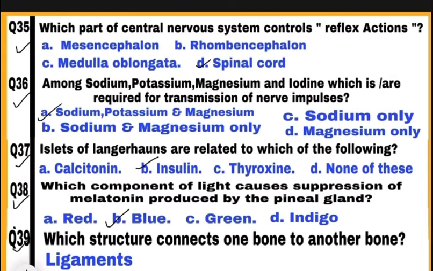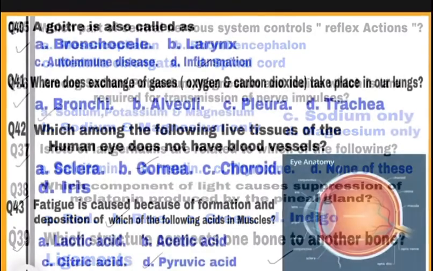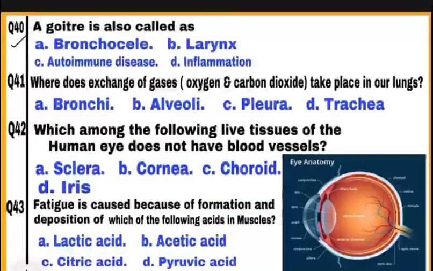39. Which structure connects one bone to another bone? Ligaments connect one bone to another bone, while tendons connect one bone to a muscle. Question 40. A goiter is also called as, its other name is bronchocele. It happens when thyroid glands get enlarged and is developed due to deficiency of iodine. Due to this, there is a swelling in the neck region.